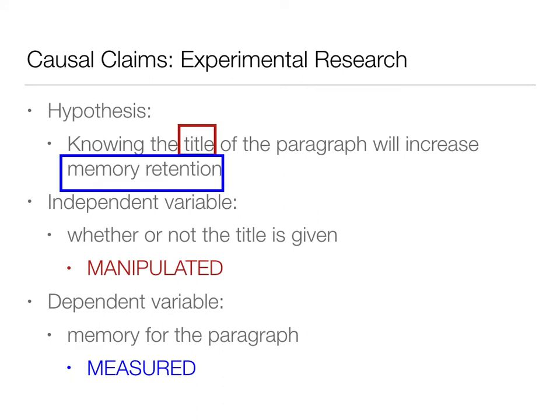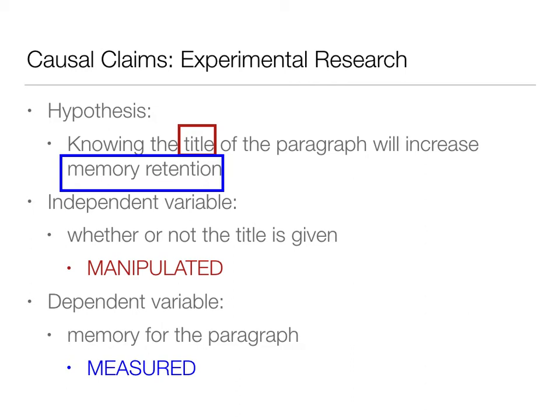Our dependent variable is the memory for the paragraph, that retention, and that's what's being measured. They don't have any real ability to change that, right? They just measure that. They're just observing that. Now, they are manipulating whether or not they get the title to see if that causes change to memory retention. That's how we'll look at these kind of hypotheses. So when you're reading literature, look for those kinds of things. Look for those claim verbs, and then look at the relationship of those 2 variables that they're talking about. In an experiment, which one's the independent variable, which one's being manipulated, versus which one's the dependent variable and which one's being measured.